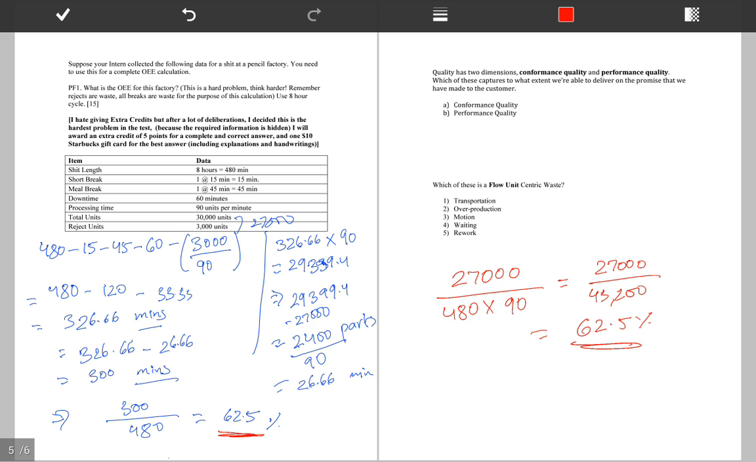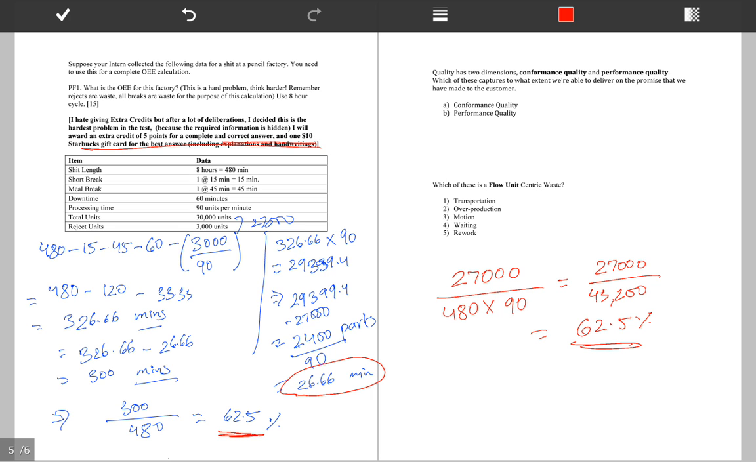This 26.66 minutes of underprocessing would not be obvious, but as I pointed out, there was one piece of information missing, and if that was the only mistake you made, I didn't deduct too many points. But underprocessing is also a waste, and I hinted that that waste is happening here, so you should have been able to track that.